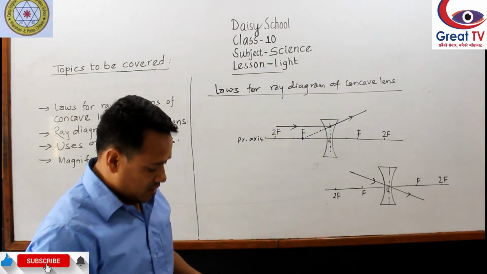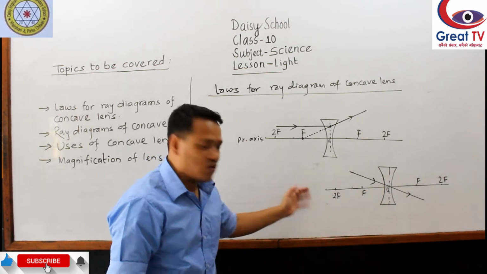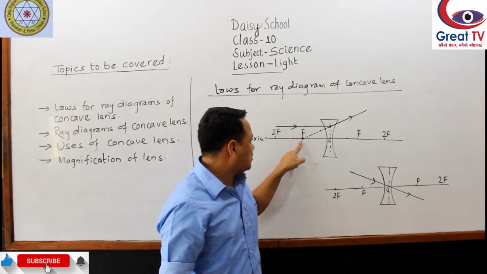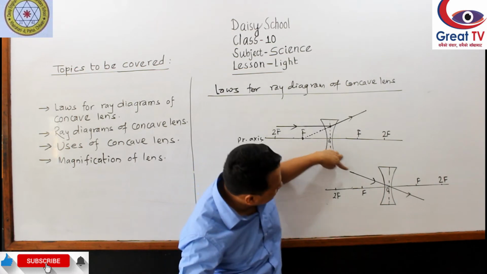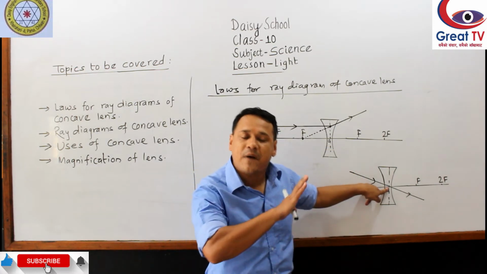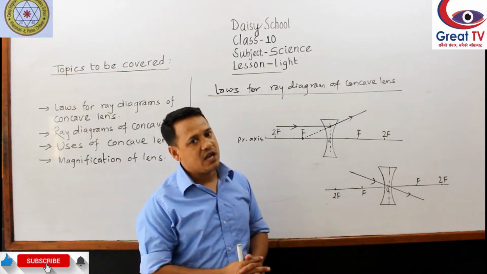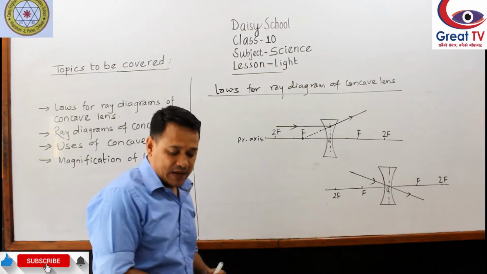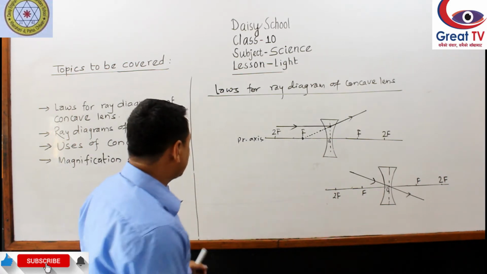So remember, students, for the ray diagram of concave lens, we have to use these two laws. One, a ray of light parallel to principal axis appears to diverge from the focus point. Second, a ray of light which is incident on the optical center passes without bending, without deviation. Okay, let's draw the ray diagram of concave lens. Here we draw one ray diagram of concave lens.